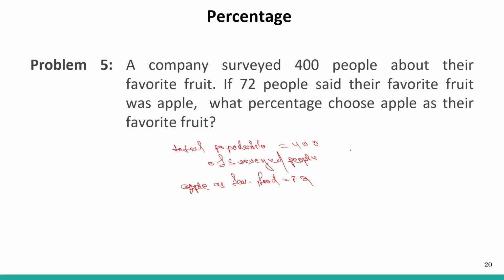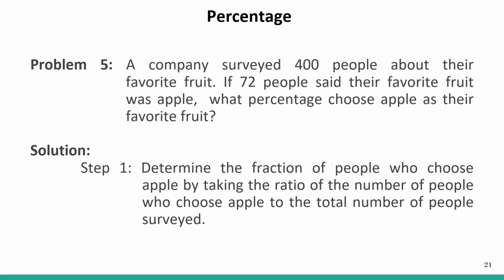So what we have here is the number of people that chose apple as their favorite food, which is 72. And we divide it by the whole population who were surveyed. Then we multiply by 100 to get the percentage of people who liked apple. So 72 by 400. The 2 zeros are cancelling out here, and 4 for 72, so 36 by 2, that is equal to 18. So 18 will be the percentage. So 18 is the correct answer.